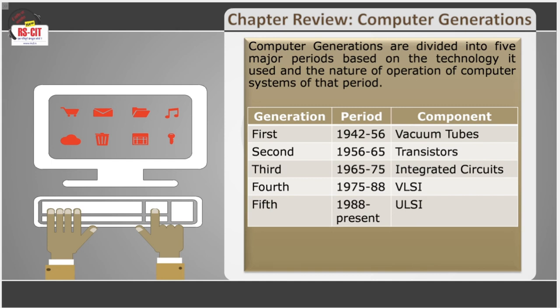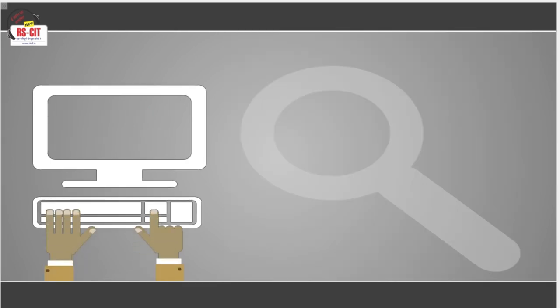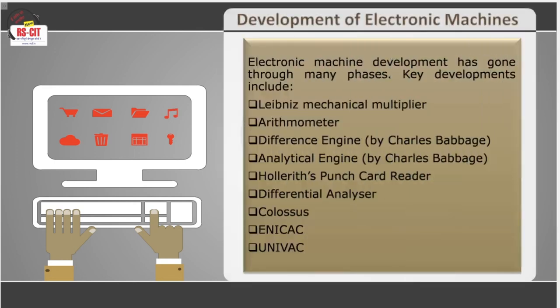Component: ULSI. Development of electronic machines. Electronic machine development has gone through many phases. Key developments include Leibniz mechanical multiplier, arithmometer, difference engine by Charles Babbage, analytical engine by Charles Babbage, Hollerith punch card reader, differential analyzer, Colossus, ENIAC and UNIVAC.